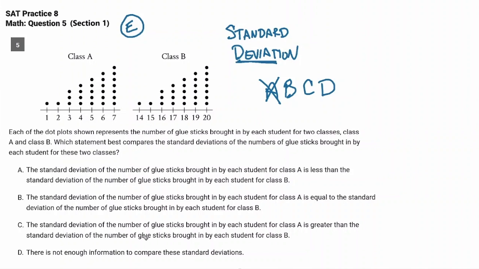C, standard deviation is greater in A than it is in B. Well, we said they're the same. They can't be greater. And then D says there's not enough information to compare the standard deviations. Well, we figured out they're the same, right? So the answer's got to be B.